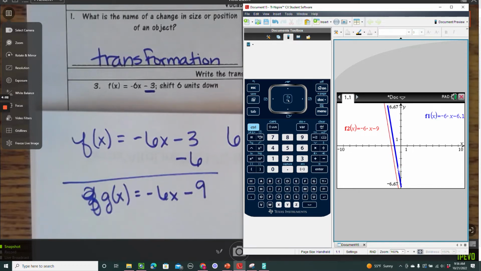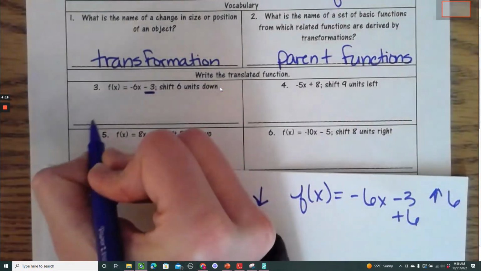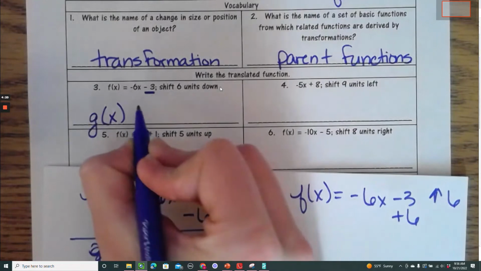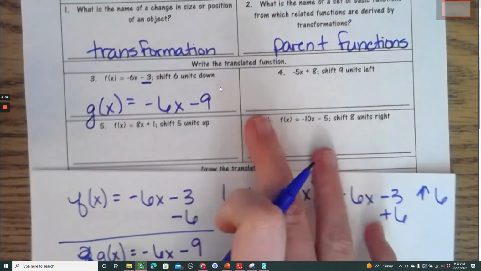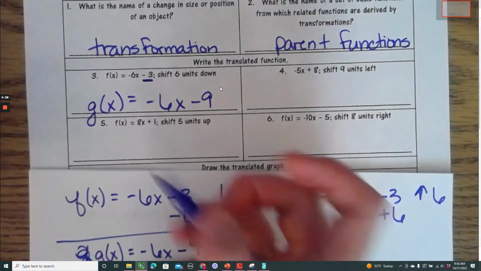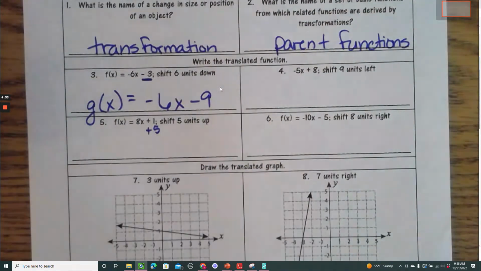But you could move it left as well. So here's the thing with these. Moving something left and moving something down technically do the same thing. They're technically the same movement. So here we're going to write g of x equals negative 6x minus 9. So this one here where it's saying shift up, you're just going to add 5 to the y-intercept. That's all you're going to do. Now when we shift it left and right, the math looks a little bit different.